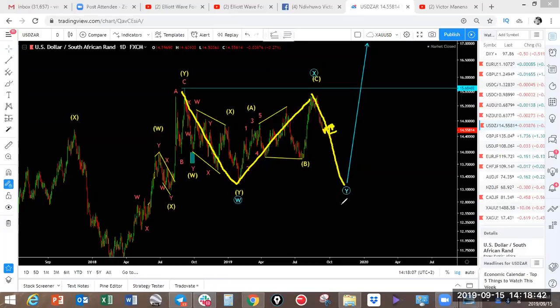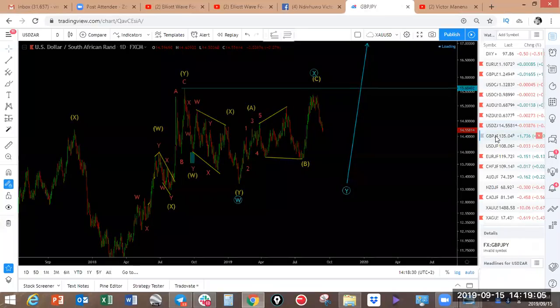Corrective structures, you keep taking this all the way back to at least the 13 area. So strength in the US dollar, weakness in the South African rand in the next coming sessions. But long term, there isn't good news for the South African rand. We're coming down now. Corrective structure is going to take you all the way down to break the low here around the 13 area. Okay, so that's the structure you'll be looking for. Right, so that is US dollar ZAR.